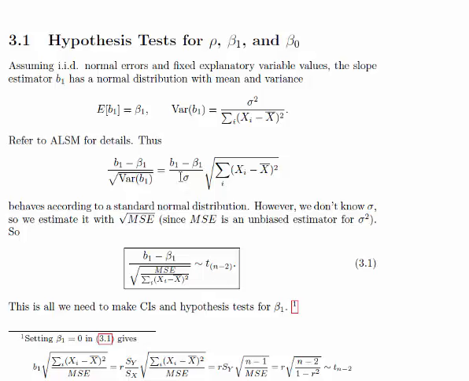However, we don't know the value of sigma, so we estimate it with the square root of MSE, since it turns out that the mean square error is an unbiased estimator for the common error variance. So that's what we do. We make that substitution, make that guess, and so all of this stuff, the same as before but substituting the square root of MSE for sigma, behaves like a t random variable with n minus 2 degrees of freedom. Hey, that's all we need in order to make confidence intervals and hypothesis tests for beta1.